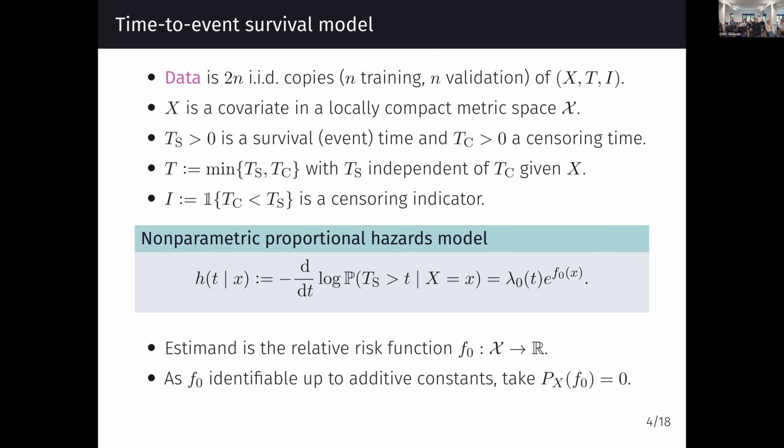And so to get around this, we're just going to impose the assumption that the expectation of f0 under the law of x is equal to 0. So in some sense, this f0 function is centered at 0. This also makes it easier to interpret because when f0 is positive, that means you're more likely than average to have an event, and vice versa.